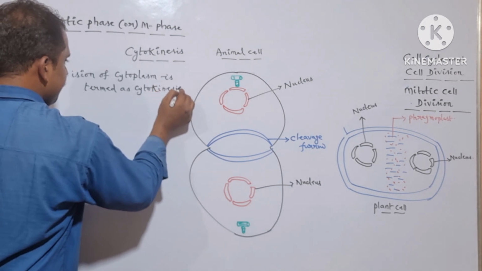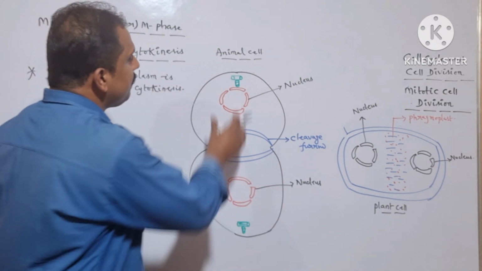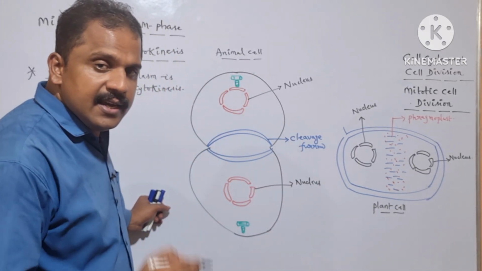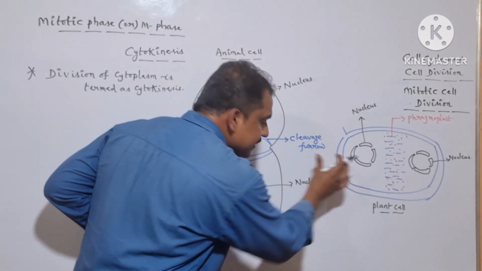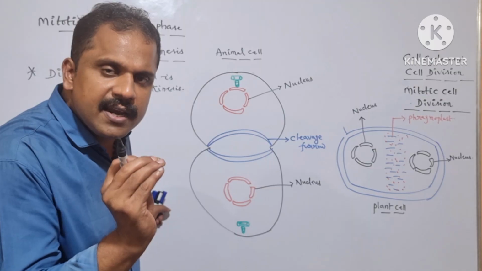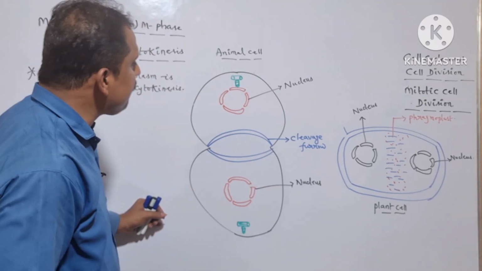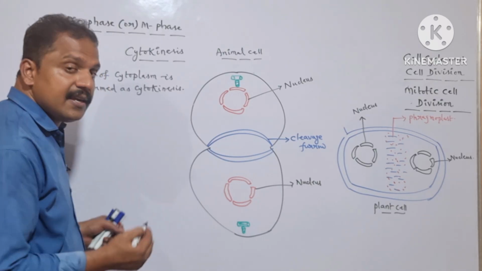Cytokinesis, right? So here the cytokinesis mechanism is observed both in the animal cell and in the plant cell. But the cytokinesis mechanism which occurs in the plant cell varies significantly from the cytokinesis mechanism which occurs in the animal cell. Is it clear?